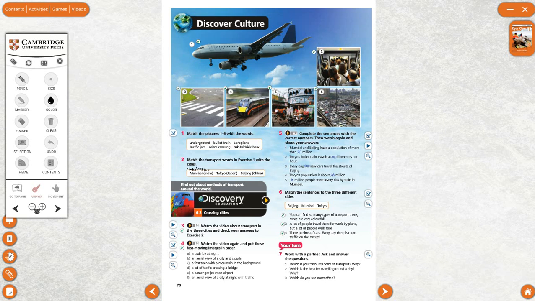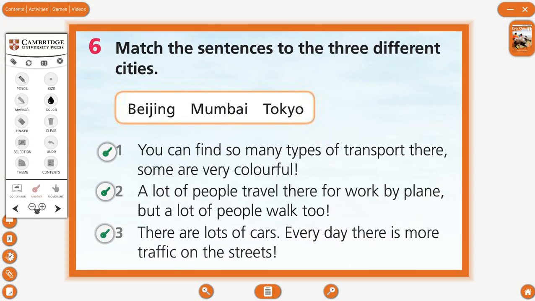Look at exercise 6, please. Match the sentences to the different cities. You will firstly read these sentences and match the cities in the box.